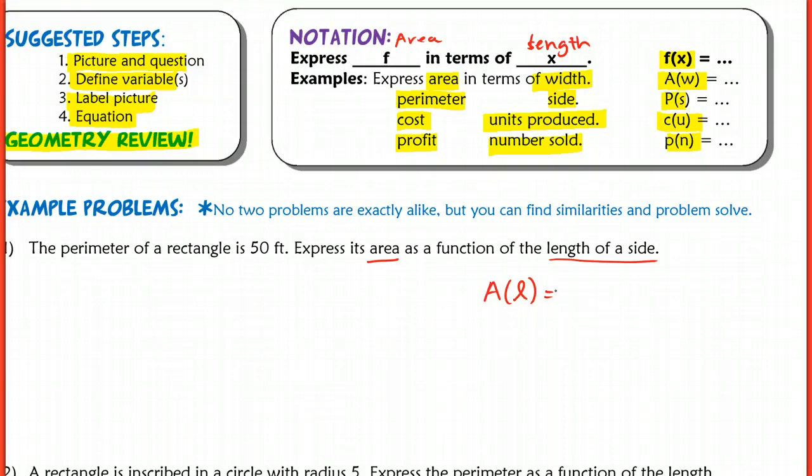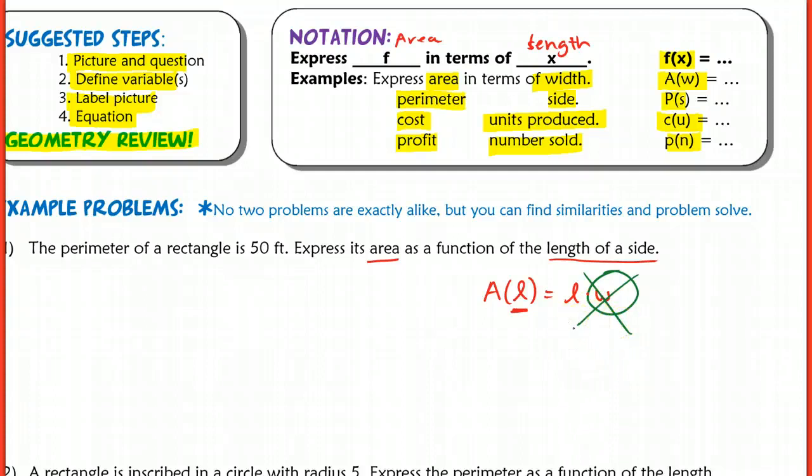Okay. Now the area of a rectangle is just length times width. What this means is if I want to express it in terms of length, I don't want to see any other variable here that's not a length. So I don't want this W, basically. What I'm trying to do is make sure that I have only lengths appearing on the right-hand side of this formula.